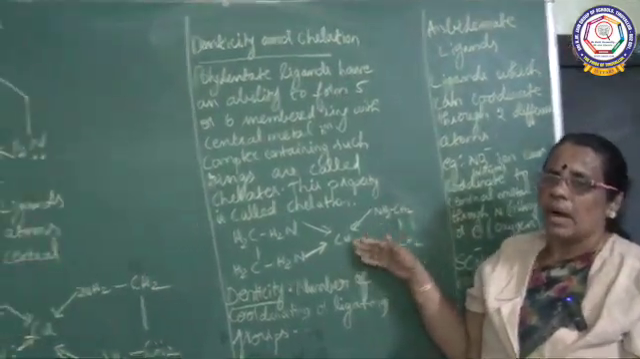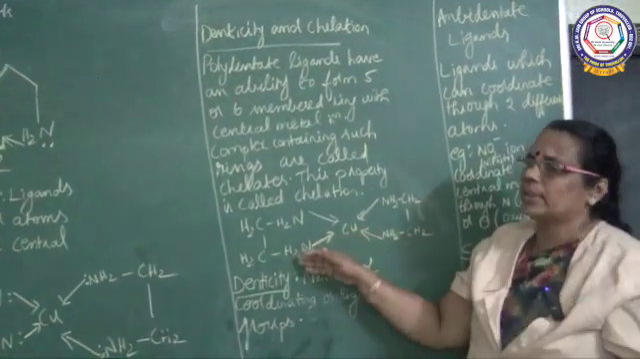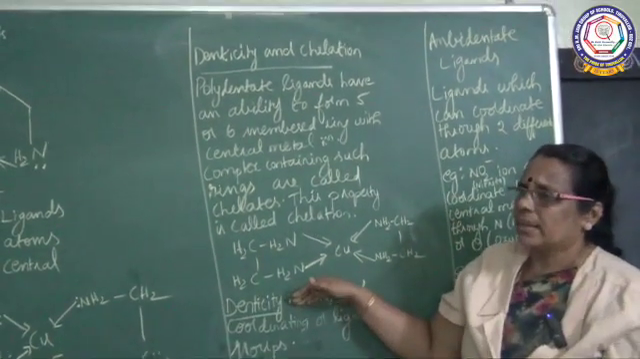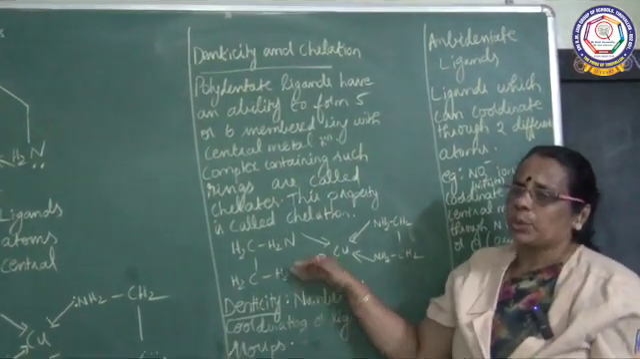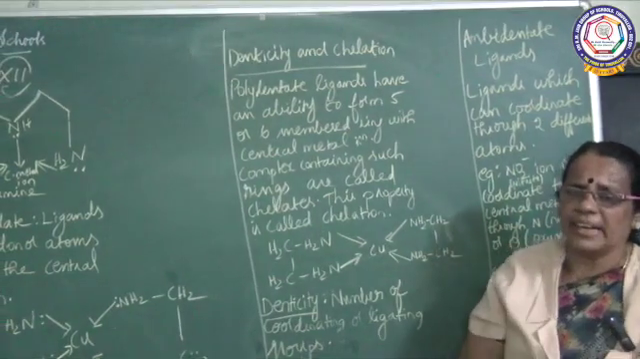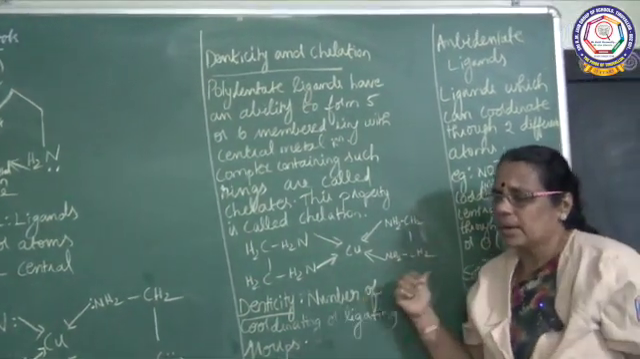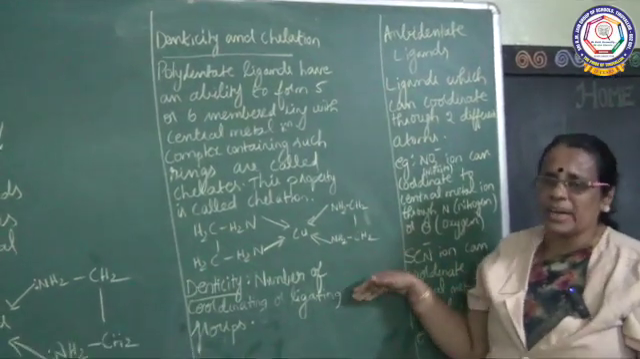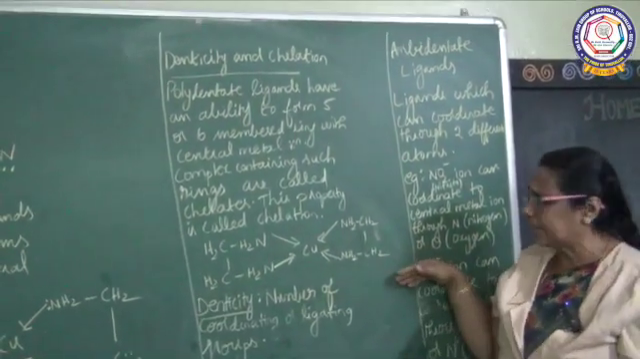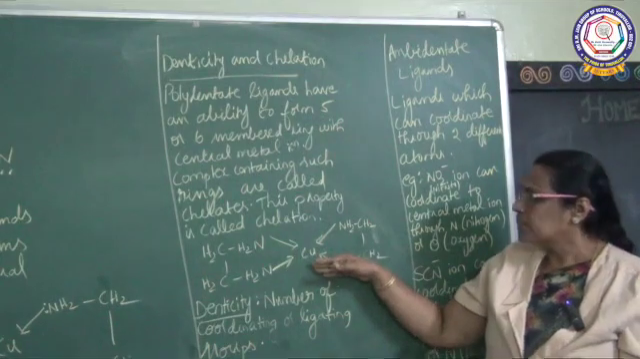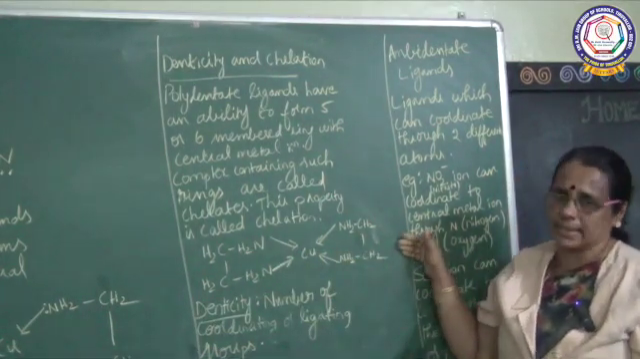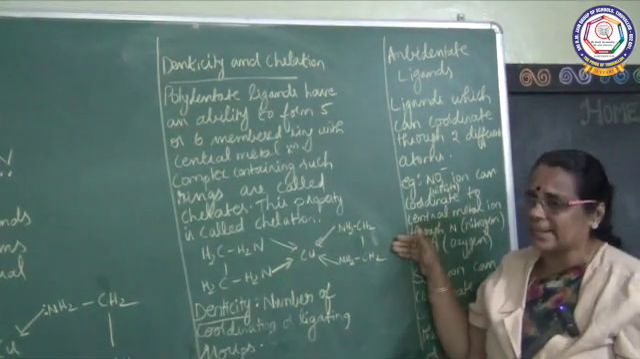For example, copper is the central metal ion. Here on both sides it has ethylene diamine. On one side there is one ethylene diamine where 2 nitrogen atoms are ready to donate an electron pair to the central metal ion. Towards the other side, another ethylene diamine, again another 2 nitrogen atoms are ready to donate an electron pair to the central metal ion. So here they form ring-like structures. We can call this a chelate, and we can call this ligand a chelating ligand.